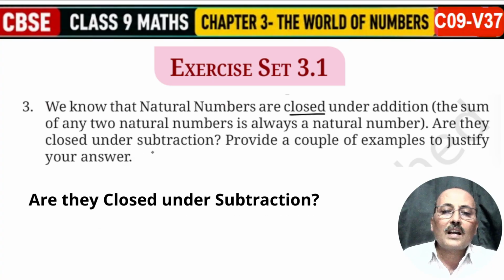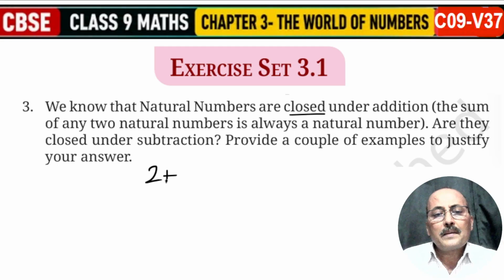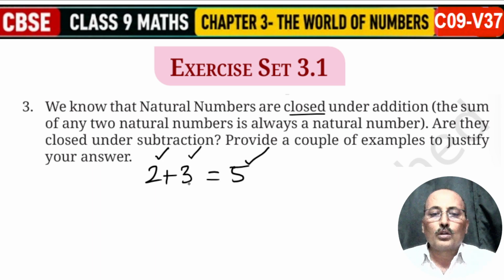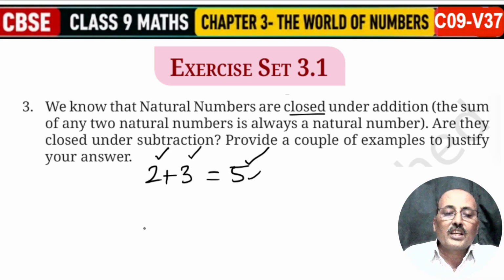Are they closed under subtraction? We know 2 plus 3 equals 5. What does it mean? 2 is a natural number, 3 is a natural number. When we add them, we get a natural number. This is called the closure property. When you add any two natural numbers, the answer is also a natural number. Now, what is the question?